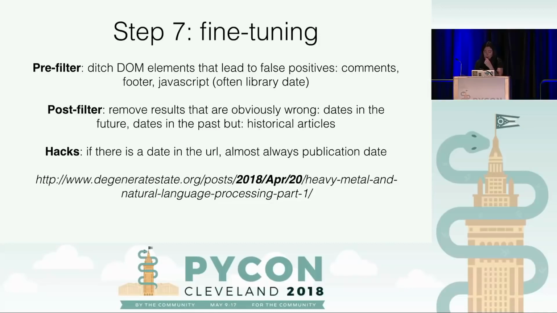So fine tuning. I did a whole bunch of fine tuning in this, which improved the accuracy of the overall solution a lot. So I ditched DOM elements that lead to false positives. So comments, footers, JavaScript often has dates in the library, saying this is the latest version. I do a bunch of post filtering, so I remove results that are obviously wrong, so stuff that's in the future, stuff that's in the past. However, an interesting thing is that the New York Times has started to put historical articles online, so there are legit dates, articles that are from the 1800s. So I had to change my cutoff, now it's from the 1500s.